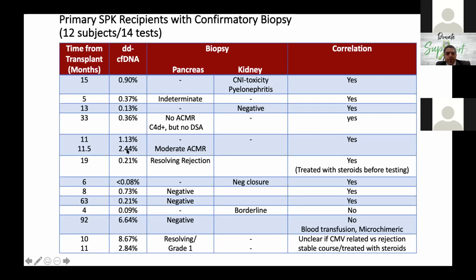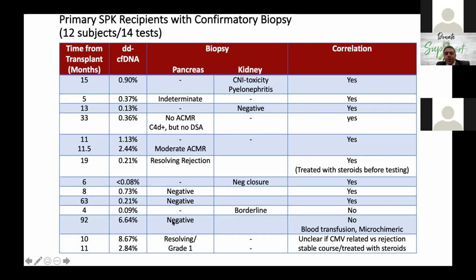We'll pick this one, for instance, where the test was positive. Initially we did the test, we looked at the enzymes, and with ongoing dysfunction, we repeated the test, and the tests were positive both times, and we did the biopsy, and this correlated.